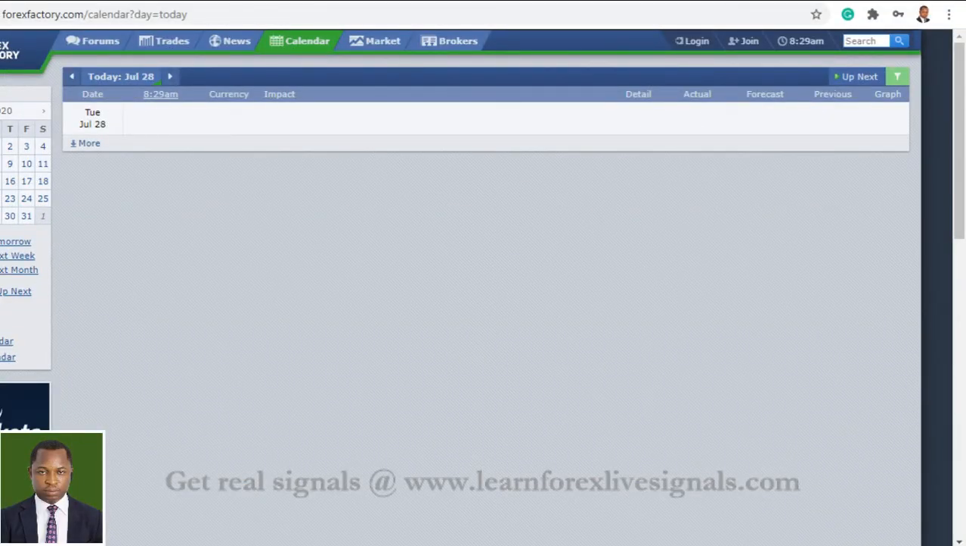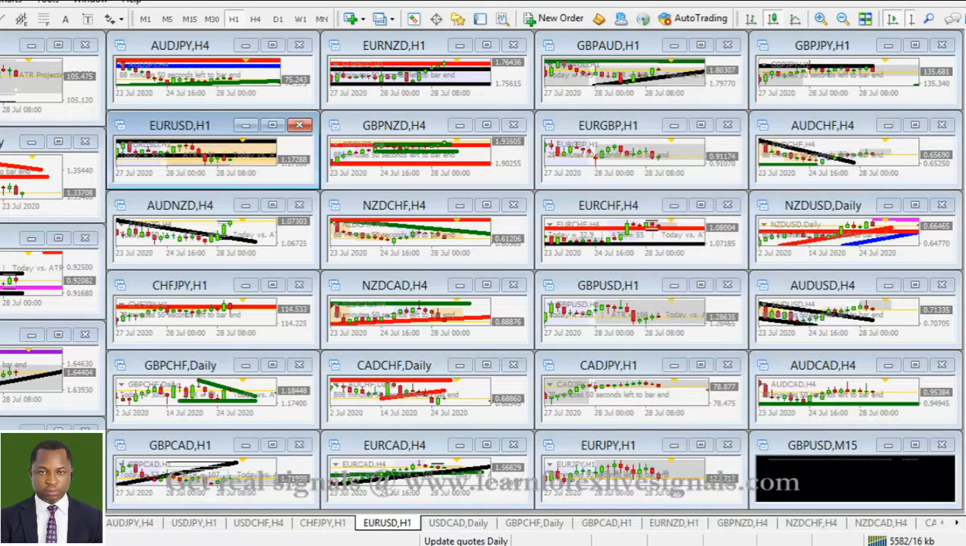Well, as you can see, we don't have any high impact news announcement for today. As you probably know, we pay attention to high impact news announcements, and right here there is no high impact news announcement. All right, so we don't need to look into the economic calendar for today. Let's now look into the charts and see what we have waiting for us.